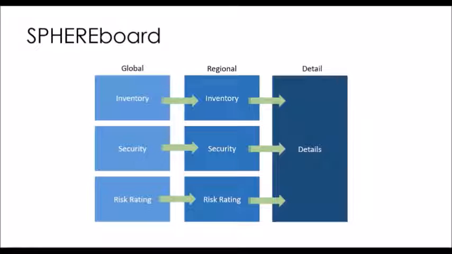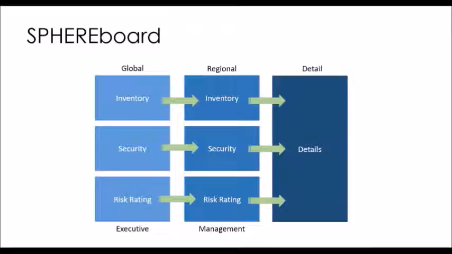So Sphereboard can be broken down into different tiers. Right now I'm going to talk about 3 tiers, but depending on how you structured your own company, these tiers can shift and you can add or you can remove tiers. So first we have our global level. This is what I like to call our executive level. It's a really high level analytics of basically what's going on in your environment. You've got your inventory, your security issues, and then those risk ratings.